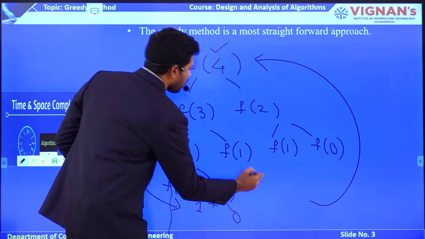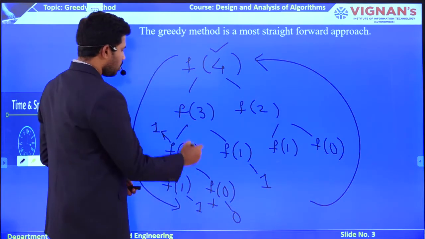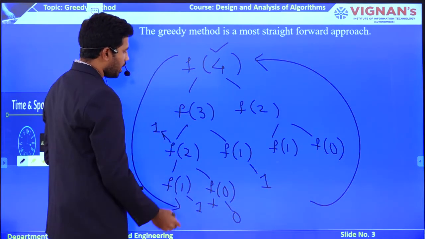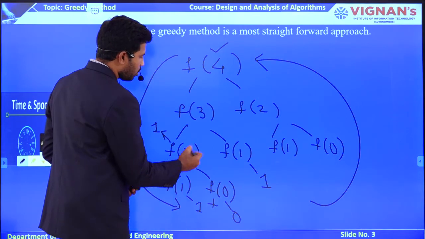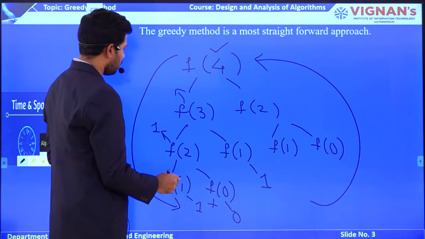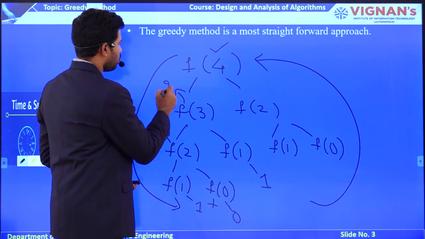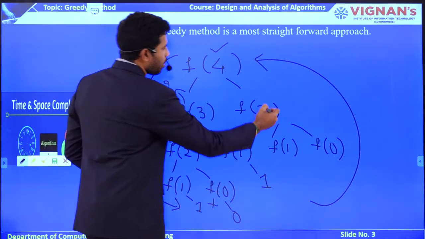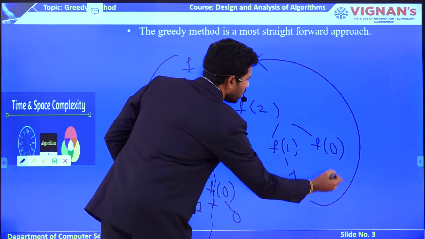What is the value of Fibonacci of 1? It is 1. After applying the addition operation on the f of 2 result as well as f of 1, you get the result for Fibonacci with parameter value 3, which is going to be 2. And what is the value of Fibonacci of 2? Here 1, here 0 is there.